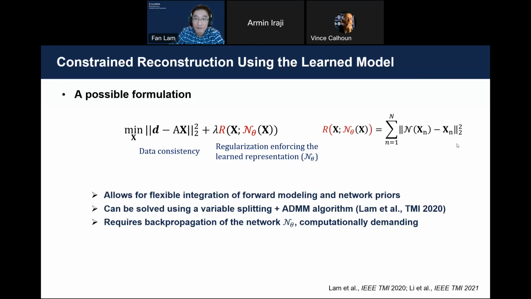For example, this kind of regularization penalty. So this allows for very flexible integration of the physics-based modeling and the low-dimensional prior learned by the deep autoencoder network. And you can solve this using a different kind of algorithm efficiently. But the fundamental challenge here is that if you want to solve this optimization problem, strictly speaking, you have to backpropagate through this neural network, a representation network, which can be computationally very demanding.